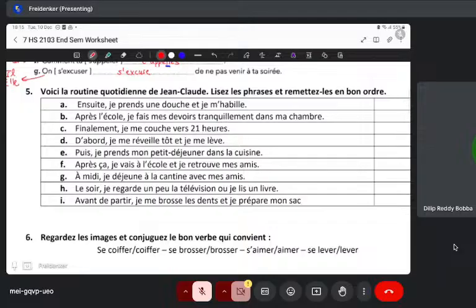Okay, so now you have to rearrange them in the correct order. My goodness. I think the connectors will help us. This is like the beginning, no? So I would like to think this is the first one. D'abord means at first. And I think Finalement is the last one. So how many are there? One, two, three, four, five, six, seven, eight, nine. I'm assuming this is the ninth one.